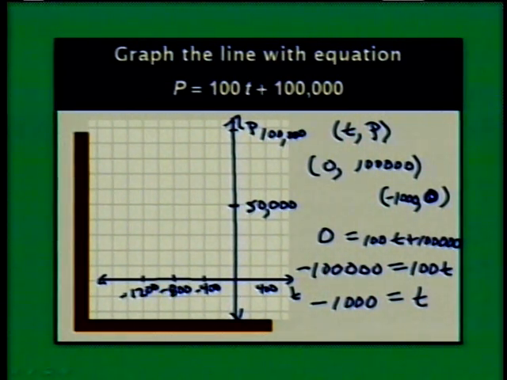Let's go ahead and indicate my two intercepts. So my horizontal intercept is the point minus 1,000, 0. My vertical intercept is the point 0, 100,000. Getting out the ruler and connecting the dots. I came in a little low there, but still, this is a fairly accurate representation of the line P equals 100t plus 100,000. Let's talk about some places where we wouldn't want to use this representation.